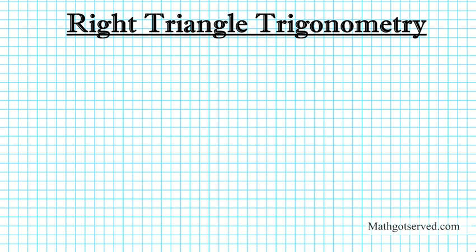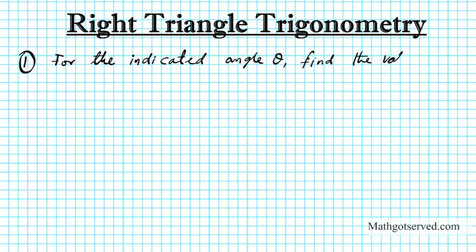Good students, and in this clip we're going to be going over two examples using our right angle trigonometry. So let's go ahead and write down the first example. For number one, we're asked to do the following. For the indicated angle, theta, find the value of all six trig functions, okay?